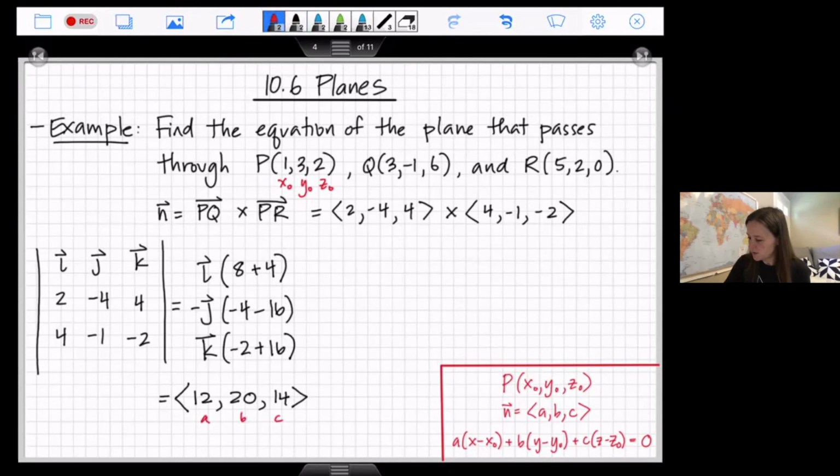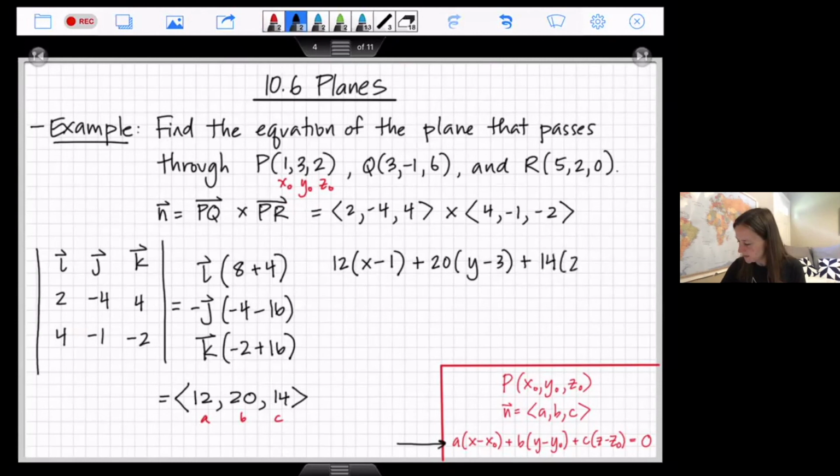For my equation, I'm going to go down here to the bottom. We can plug in A, B, and C from our cross product vector we just got. X naught, Y naught, Z naught. I'm going to use the coordinates of point P. Okay, so I have A, 12, X minus X naught. For the Y components, I've got B, which is 20, Y minus Y naught, which was 3, and then C, 14, times Z minus Z naught, which was 2. All of that equal to 0. Okay, so that's my standard form equation of the plane.